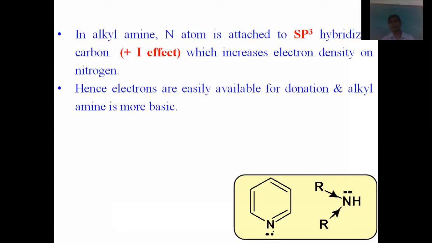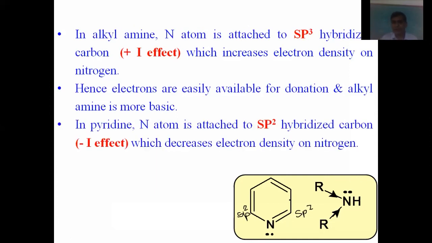In pyridine, nitrogen has a lone pair of electrons, but that nitrogen is attached to a carbon. Now, what is the nature of this carbon? Yes, this is a double bonded carbon. This carbon is also double bonded. Double bonded means what is the hybridization of that carbon? Yes, hybridization is sp2. Means in pyridine, nitrogen is attached to an sp2 hybridized carbon. Here also that carbon is sp2 hybridized. And if carbon is sp2 hybridized, then what is the nature of the inductive effect? There is a minus I effect.